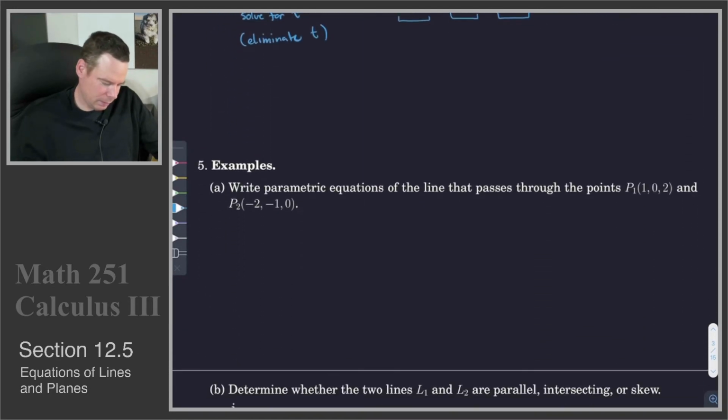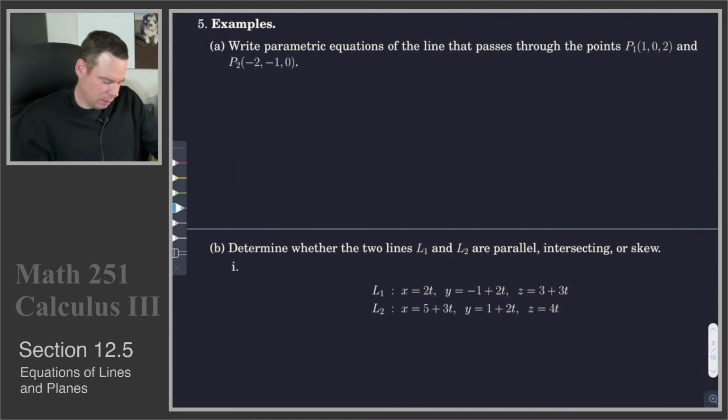Alright, so let's get to some examples. Let's write down the parametric equation of the line that passes through these 2 points. So we've got a point 1 and a point 2. Now the idea is, to get a parametric equation, we need to know a point on the line, and we need to know the direction that the line is going in, so a direction vector. We already have a point on the line. In fact, we have 2 of them here, so we're free to choose either one.